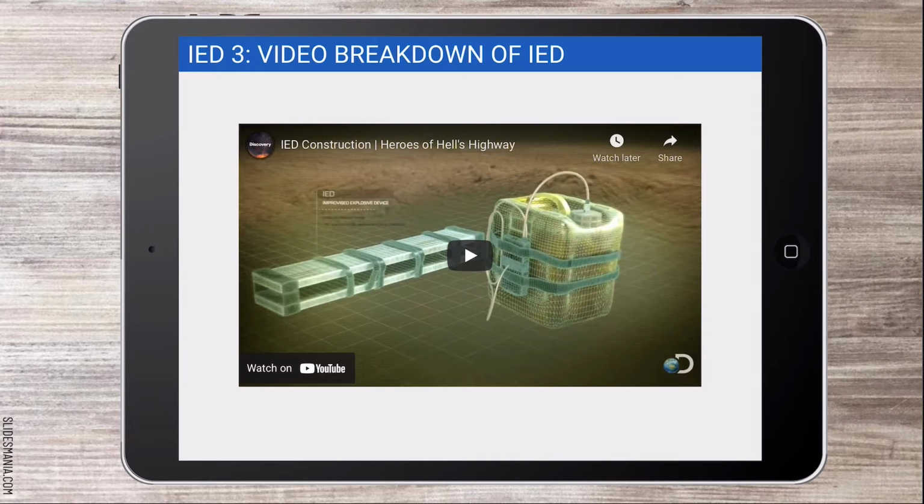Here is a video breakdown where it visually represents what an IED is.